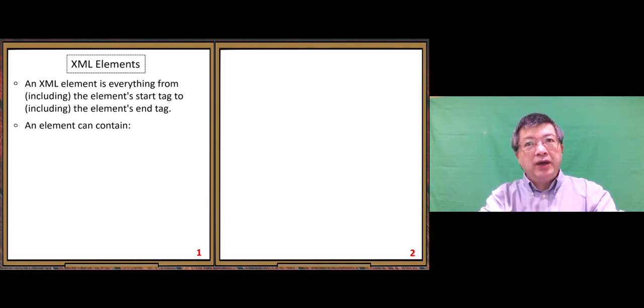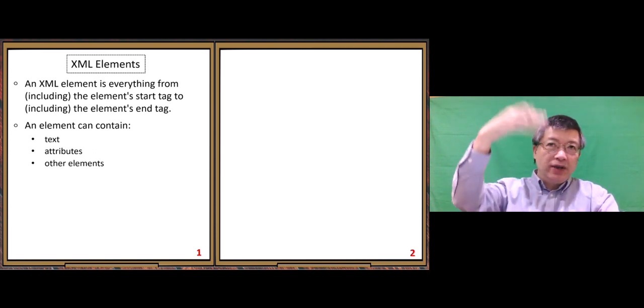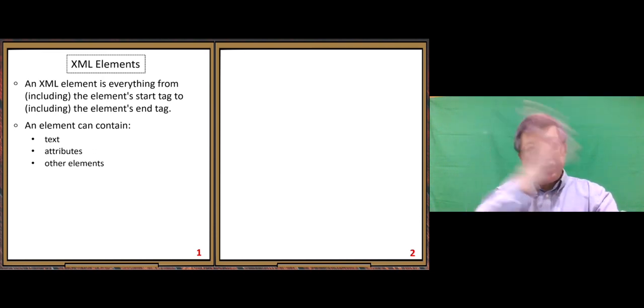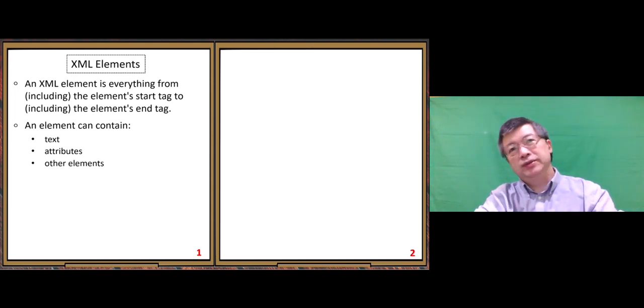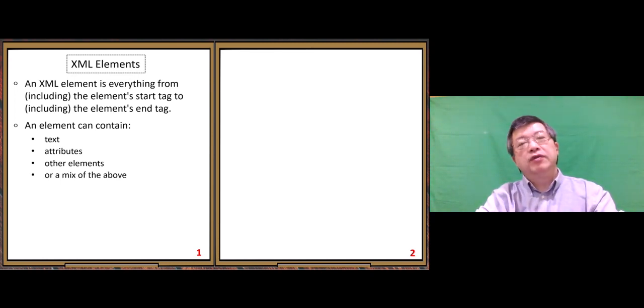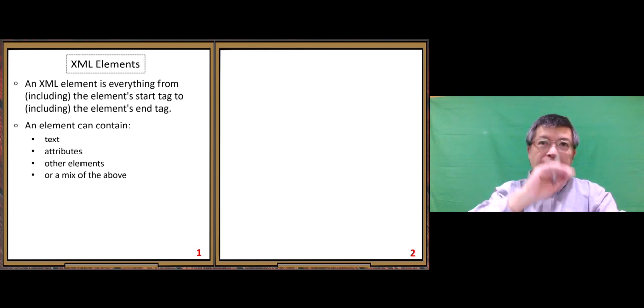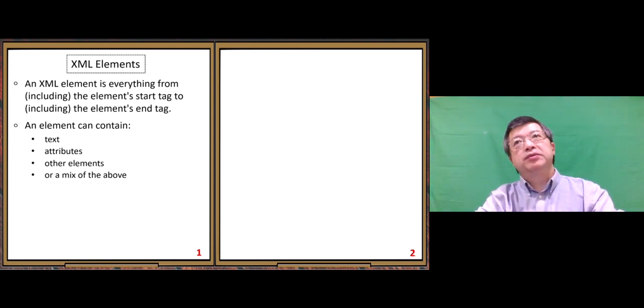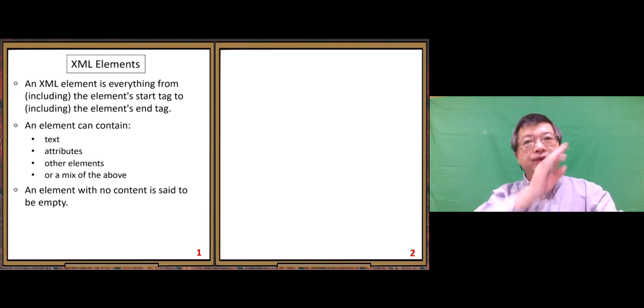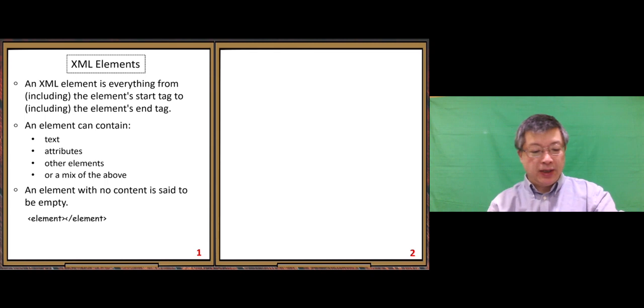Specifically, an element can contain these things: text, attributes, other elements, nested, tree structure, subtree structure, or a mix of all these things above. All right. So then there is a special type of element, empty element. So we have experience on that.